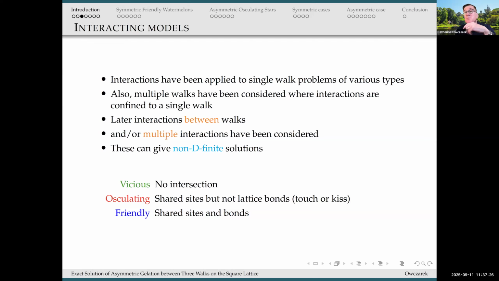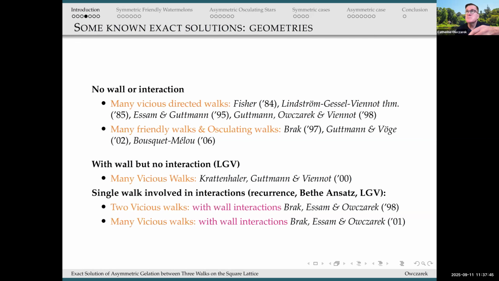But the two types I want to talk about today are osculating and friendly. Osculating walks are ones where the different multiple walkers can share sites, but not lattice bonds. And friendly walkers, which is what I talked about in 2015, can share sites and bonds.